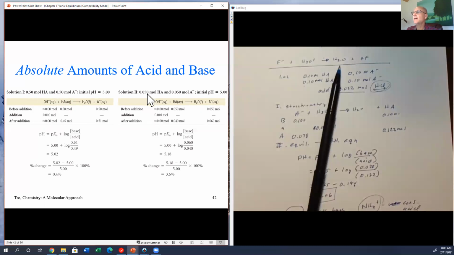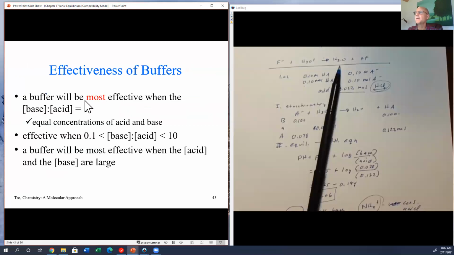On this side, I have a factor of 10 less acid and base, so a more dilute buffer. When I carry out the calculation on this side and add the same amount of OH minus, my pH rises to 5.18. So from 5 to 5.18. Again, notice a much bigger jump here than here. So the percent change on this side is 3.6%. So what does that mean? That means that buffers are most effective when the absolute amounts of acid and conjugate base are higher. So the higher they are, the more effective the buffer.